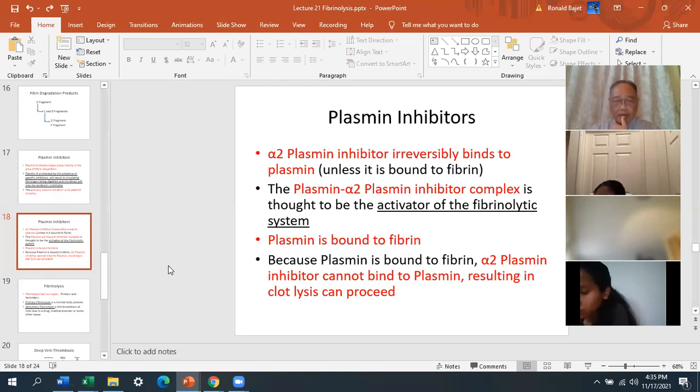Professor, real quick, can you go over that again? Just the difference between plasmin when it's bound to fibrin and when it's bound to the alpha-2?